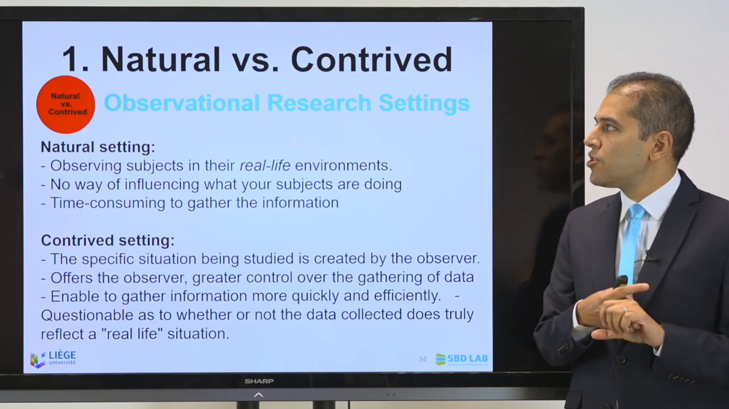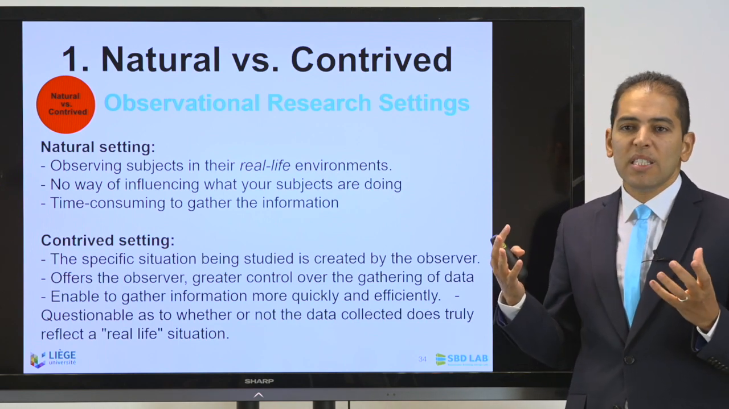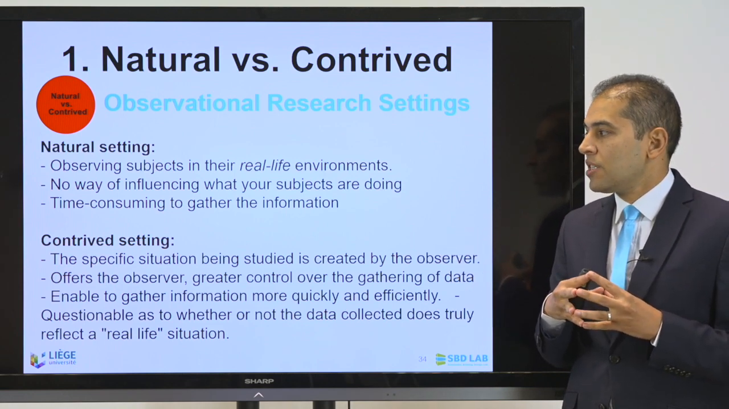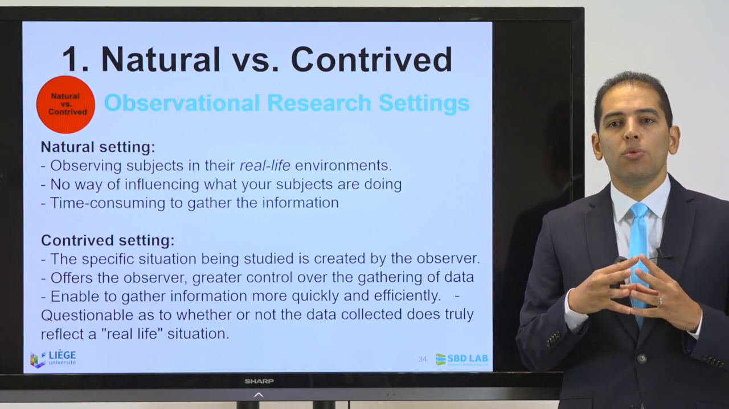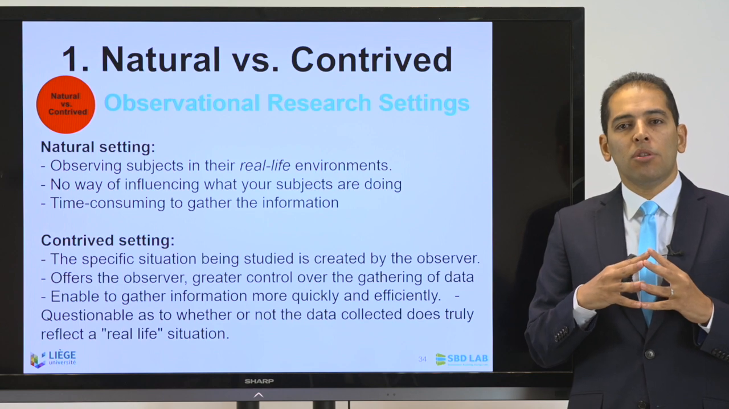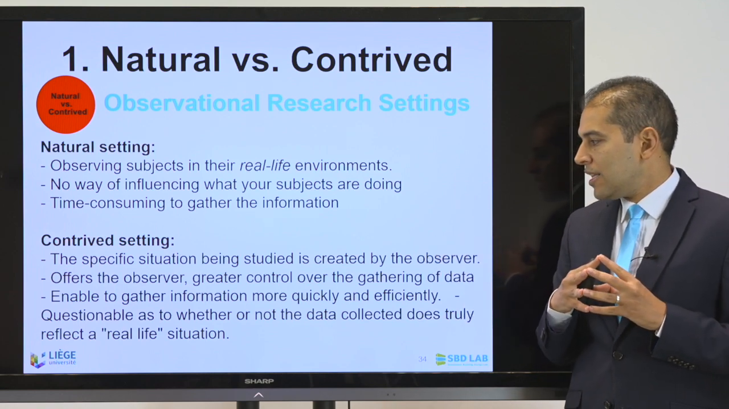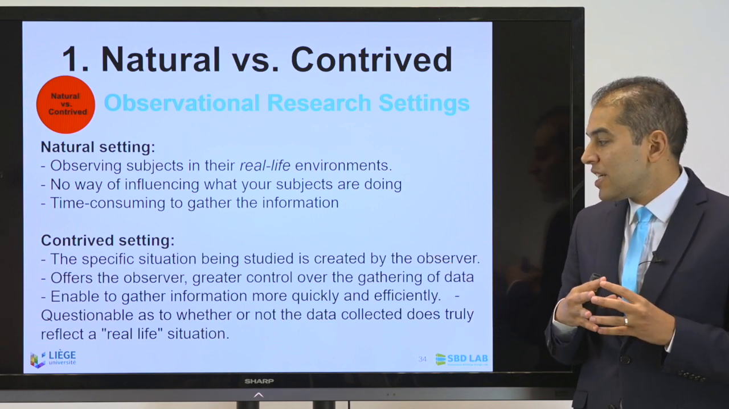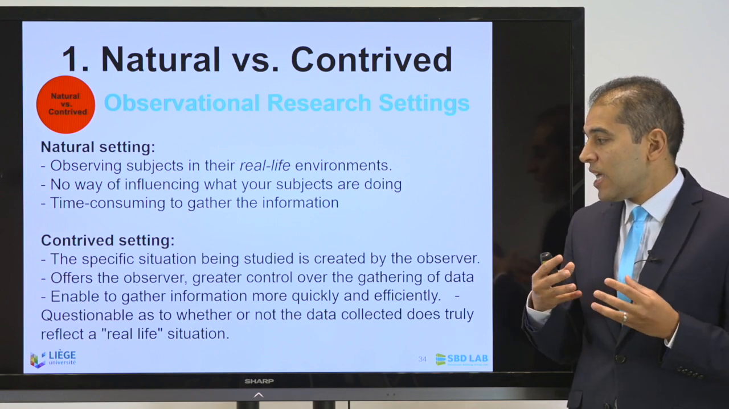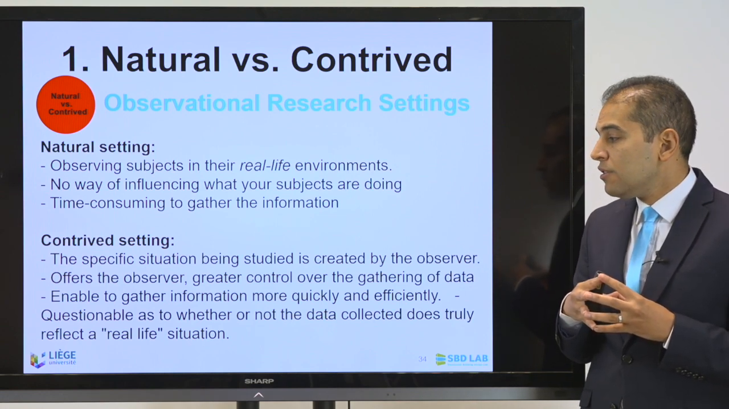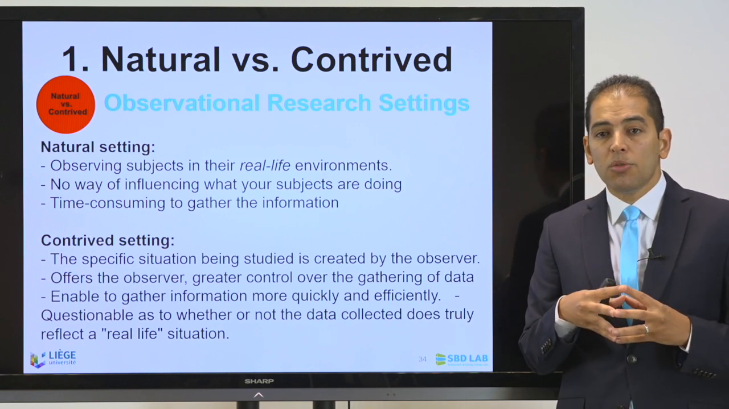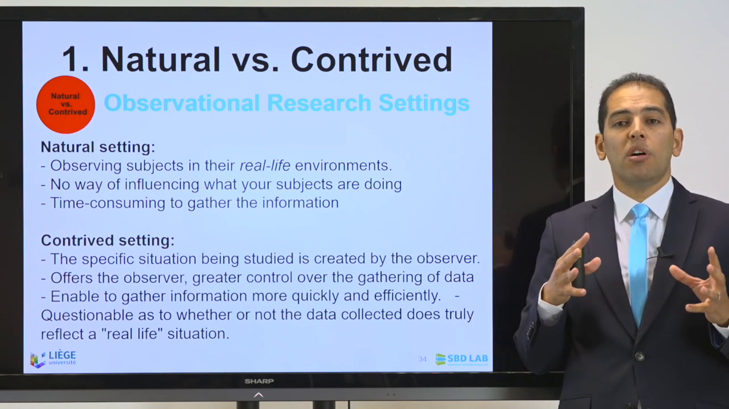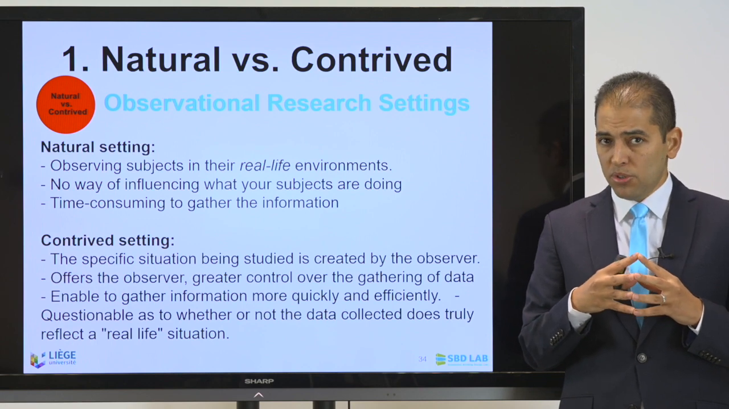As you can see, the natural versus the contrived environment. The natural setting simply is observing subjects in their real environments, no way of influencing what your subjects are doing, and it is for sure time consuming to gather the information. While when we talk about contrived setting, here we are having a specific situation that will be studied and it is created by the observer, and here we offer the observer greater control over the gathering of data, and it enables gathering information more quickly and efficiently, and for sure it is questionable whether or not the data collected does truly reflect the real life situation and how you are bordering the experimental research approaches.